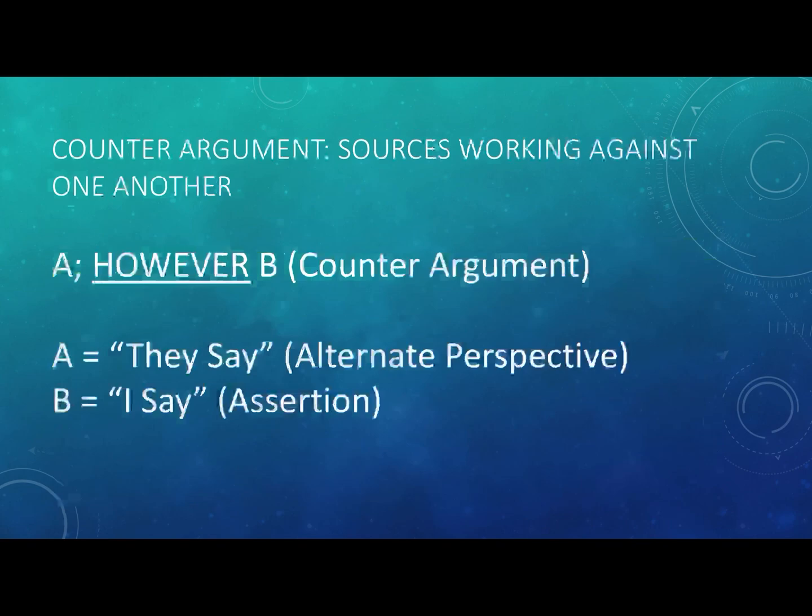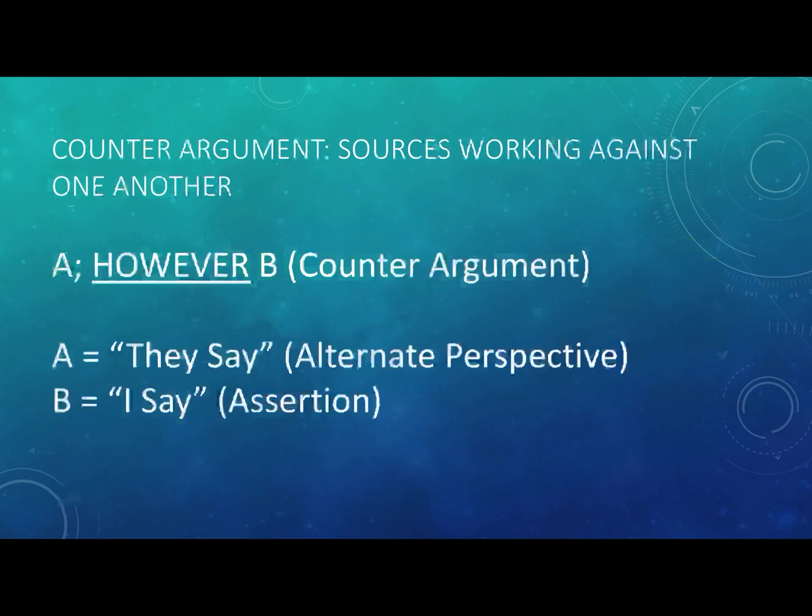Counterargument, if simplified to a formula like we did with the other one, is A, however, B. So what that means is source A says this, however, source B says this, therefore I say this, okay? And the way that I like to think about that is splitting it between the they say and I say. So the they say is the alternate perspective, or the perspective that's in opposition to the claim I'm making, and the B is what I say, what I believe, what I think, okay? So in a counterargument paragraph, we want to make sure we start with the they say this and end with the but I say this.